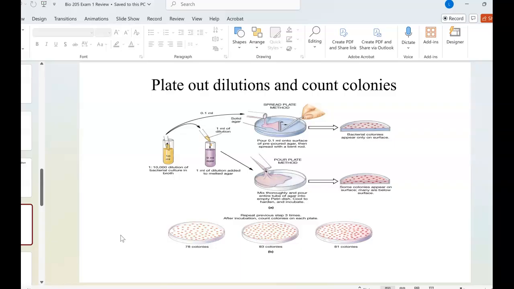Now there's a couple of different methods for plating out our dilutions. We could spread the bacteria on an already formed agar plate, or we could add our dilutions and then pour the media on top of it. That is actually a better method, the pour plate method, because it's going to allow us to capture both the aerobic and anaerobic bacteria. And that's actually the technique that we're going to be doing. It's also going to give us the opportunity to pour plates.